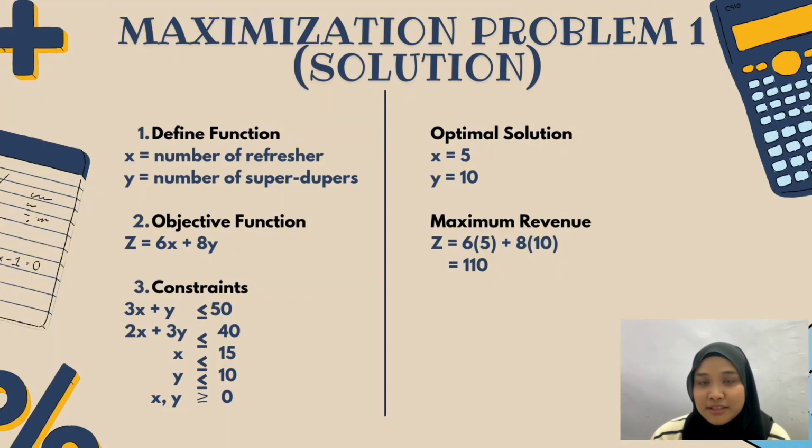Next, we substitute these values into the objective function to calculate the total revenue. So, we calculate 6 times 5 plus 8 times 10, which gives us 30 plus 80, resulting in a total of 110. Therefore, the maximum revenue that can be achieved is RM 110. In conclusion, to maximize profit, the stall owner should produce 5 refresher and 10 super duper, as this combination gives the highest possible revenue while still satisfying all resource limitations.